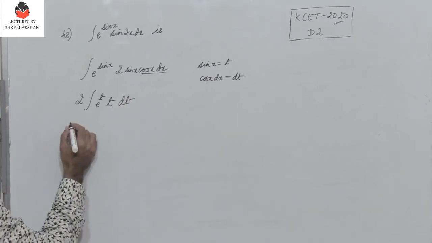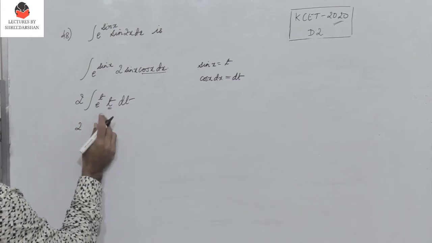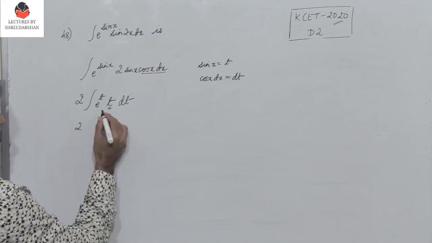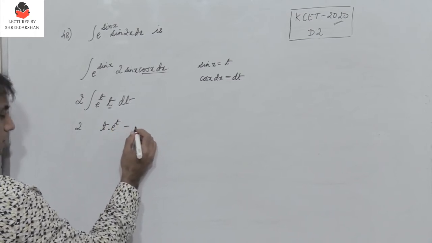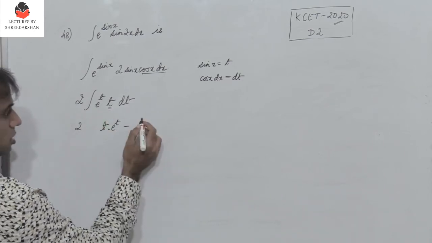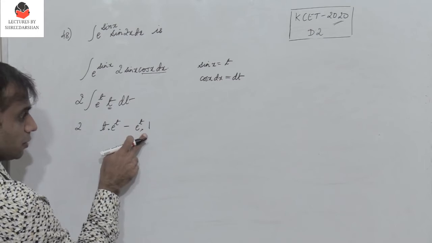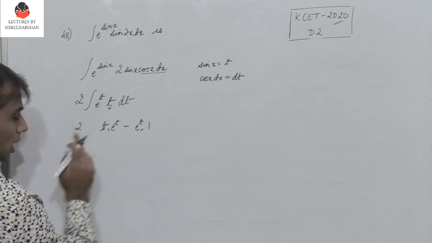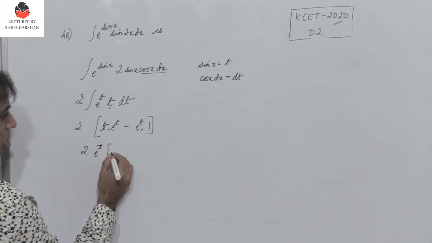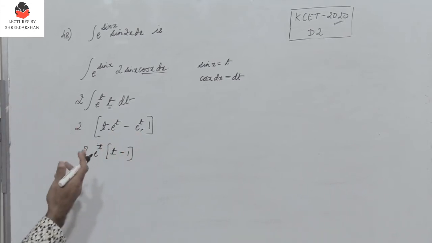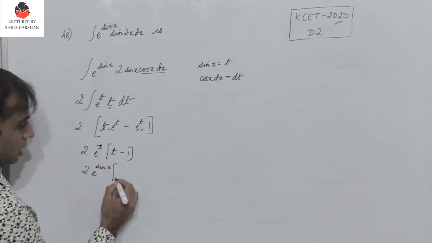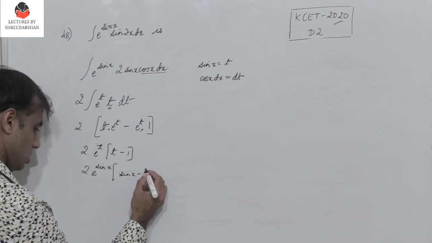So if I integrate this, let me take this as the first function and this is the second one. So the first function into integral of the second function, which is e power t, minus integral of the second function, which is e power t, into differential of the first function, which is t. The first function is t, differential of the first function t is 1. So I have 2 into, so I can take e power t common outside, so I get t minus 1. So substitute for t, t is sine x. So I have 2 e power sine x into sine x minus 1.